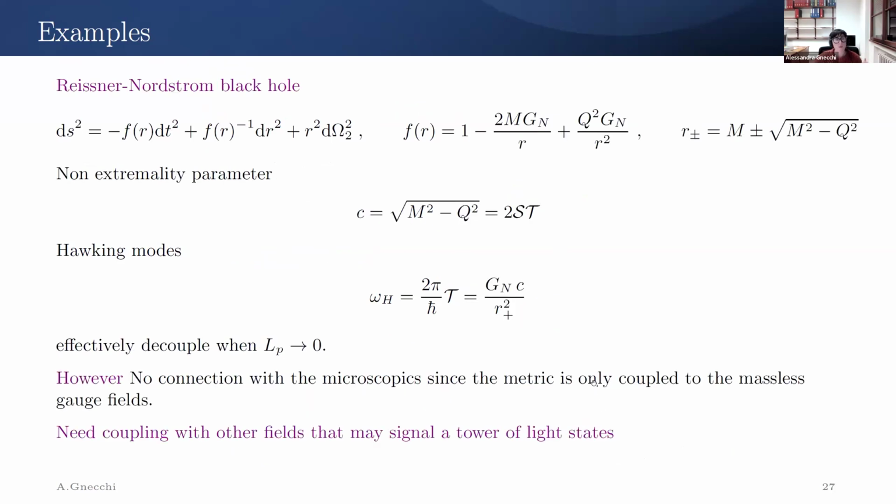So we move on to the Reissner-Nordström black hole, where we have two independent parameters, M and Q. In general, we consider the non-extremal case, where entropy and temperature are related by this interesting relation. S times T for a Reissner-Nordström black hole is equal to a constant, a non-extremality parameter C. And we could, in principle, vary S and T in such a way that C remains constant. And the associated Hawking modes are given by this expression. And again, they decouple, of course, when the Planck length goes to zero.